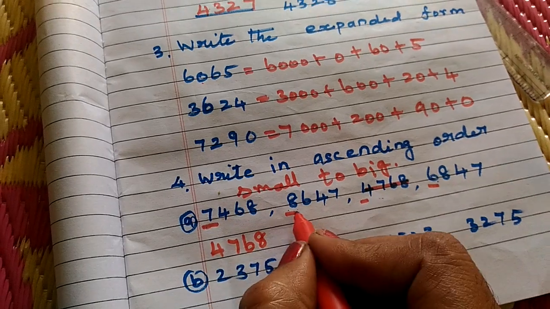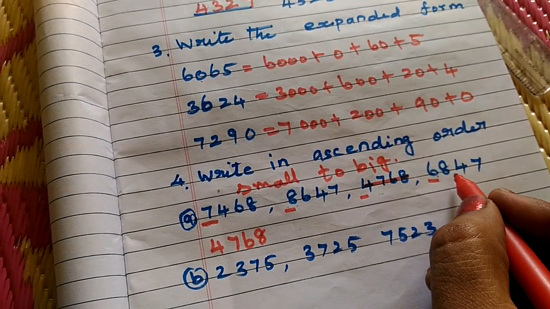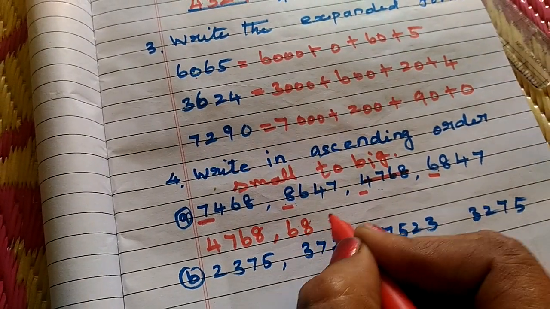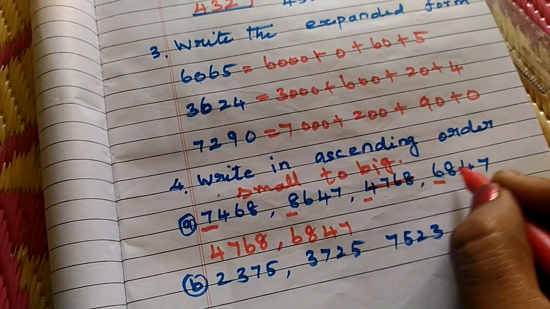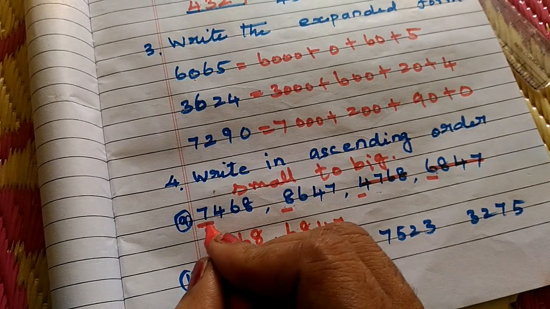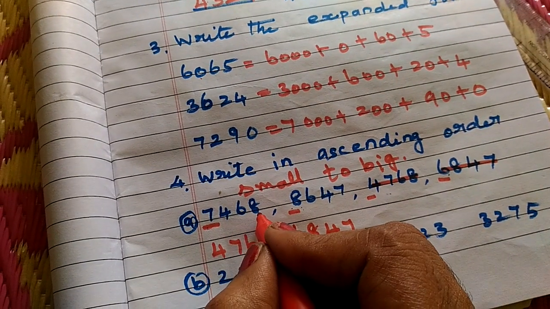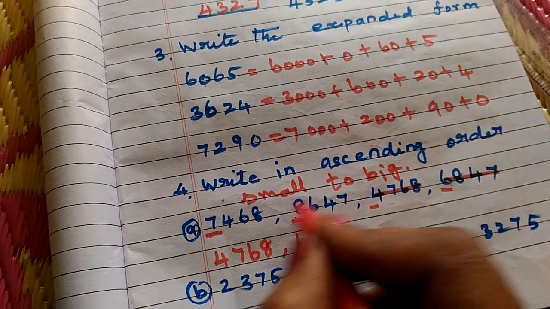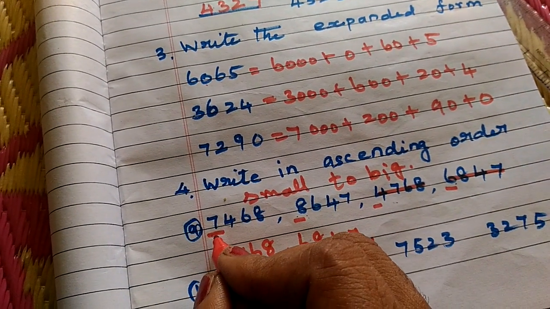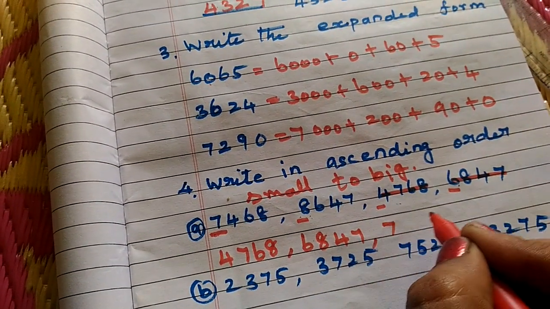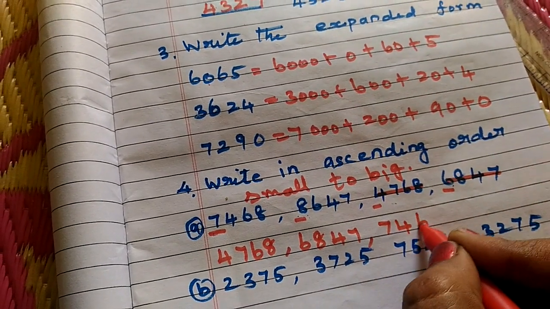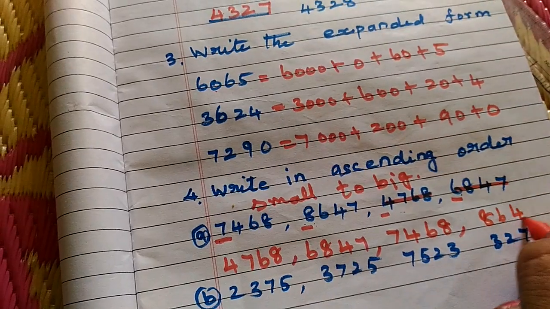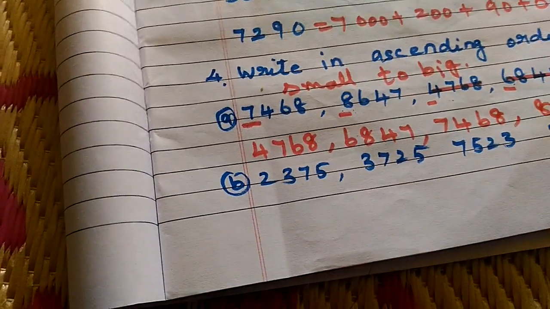Next, 6847. Next, 7468 and 8647. Which one is smaller? 7000 is smaller, so 7468, and the last one is 8647.